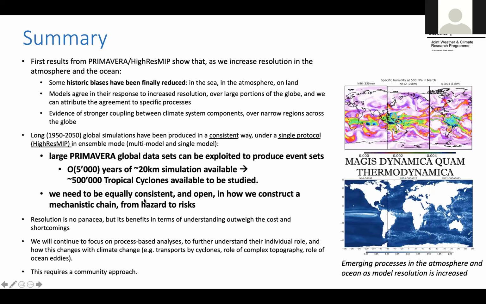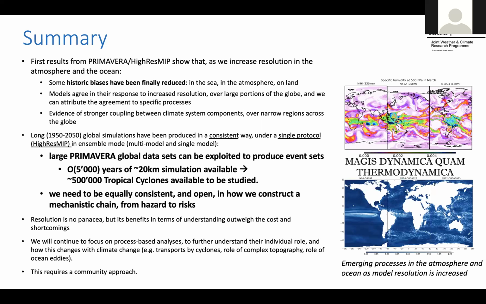We need to be very consistent when we apply these ideas, for instance, the global teleconnections, in how we go from this to impact. So for instance, from hazard to risk, that we also look at risk in a teleconnected way. And this is the idea of making these data sets available so that industry or governments can use them. All to say that resolution is no panacea. There are still very substantial errors and there are still very substantial inadequacies in these 20-kilometer models.